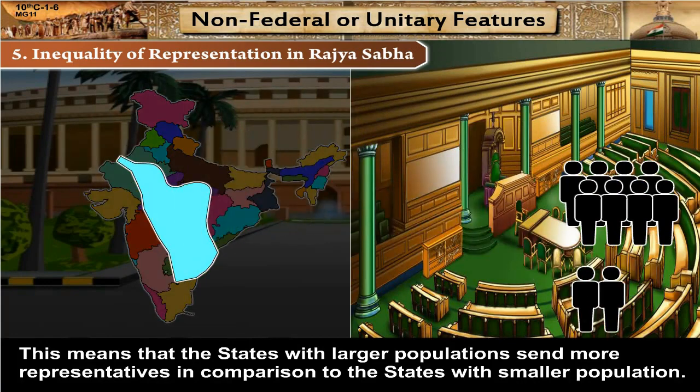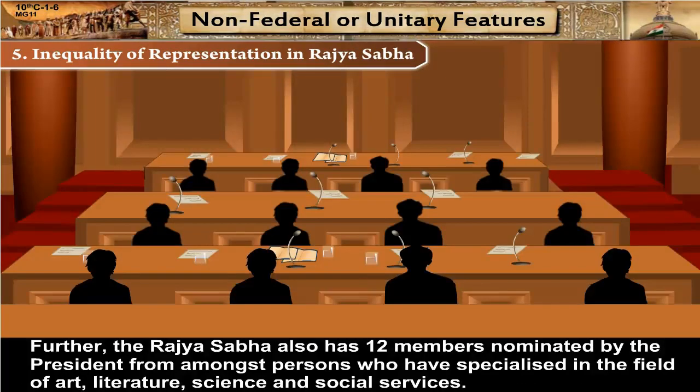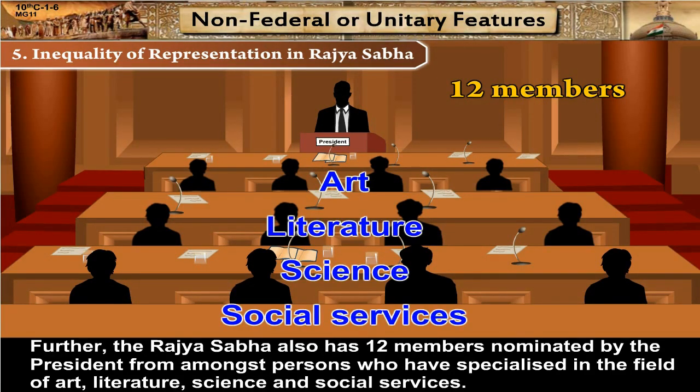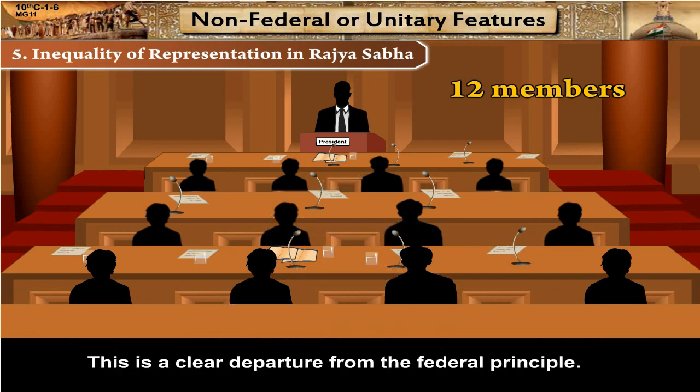with smaller population. Further, the Rajya Sabha also has 12 members nominated by the President from amongst persons who have specialized in the field of art, literature, science, and social services. This is a clear departure from the federal principle.